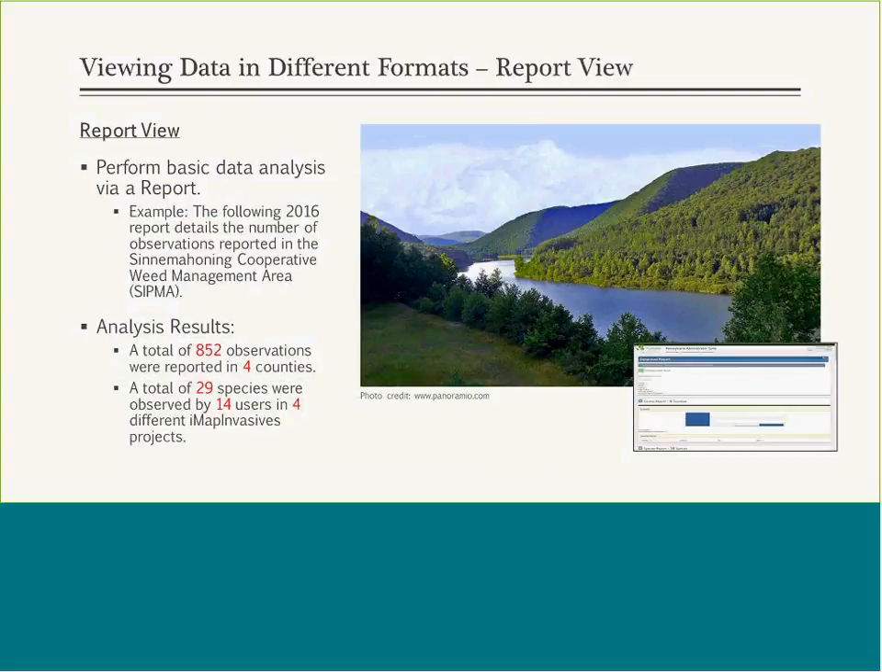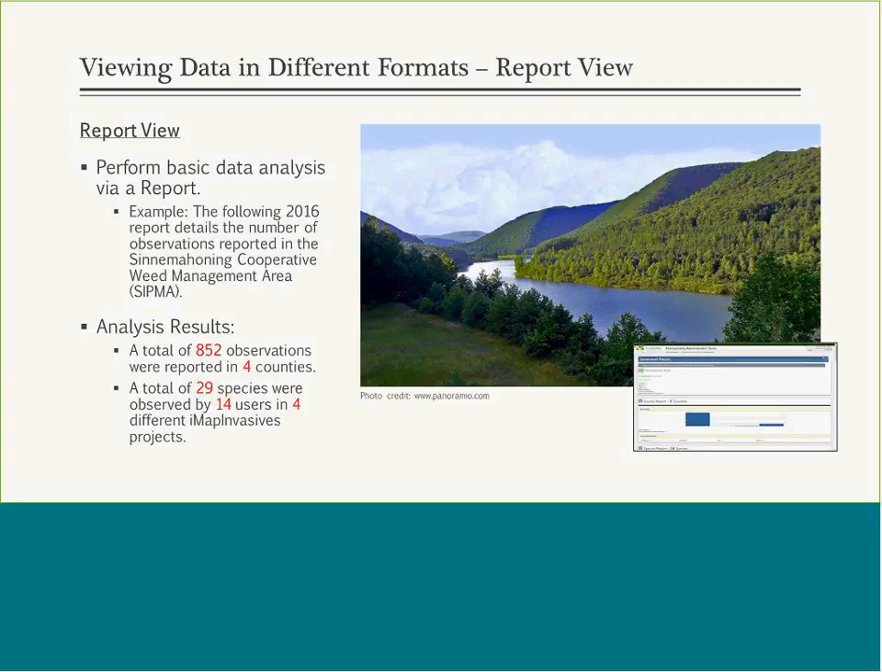And so our report format. This is a really great way to get a better understanding of a particular set of data, because it's going to break it down by various categories. And so I have an example here. If you look in the lower right corner, a screenshot of what the report actually looked like, but it's really boring, and so that's why I put a really pretty picture on here instead of the Mahoning State Park, and that's what the report is talking about. So the example of the report is saying that in 2016, here's all the observations that were being reported within the Mahoning Cooperative Weed Management Area.